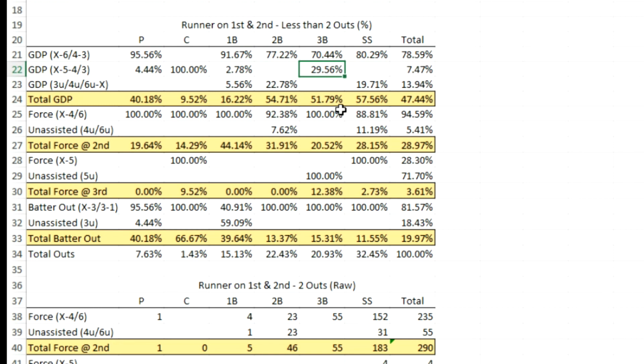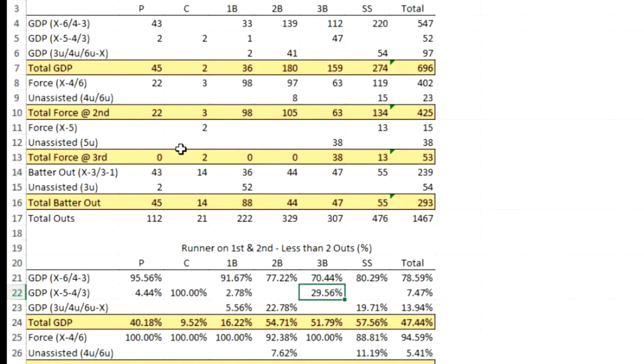There was, as I said before, there was only one play, let me back up. The force plays at third. Overall, I think I can say, if we look at the numbers, we see that almost no fielder is throwing to third base to get the lead runner. It almost never happens. There were 5 total cases with less than 2 out where a fielder, other than the third baseman, threw to third base to start the double play.